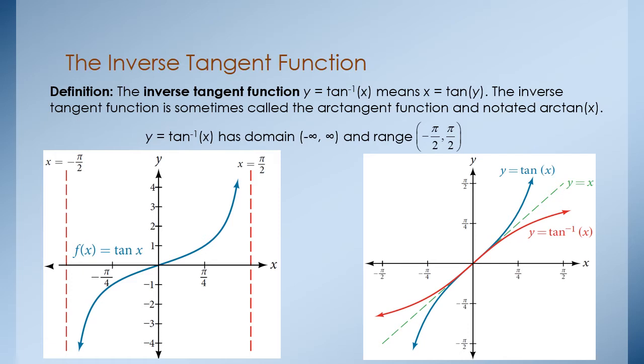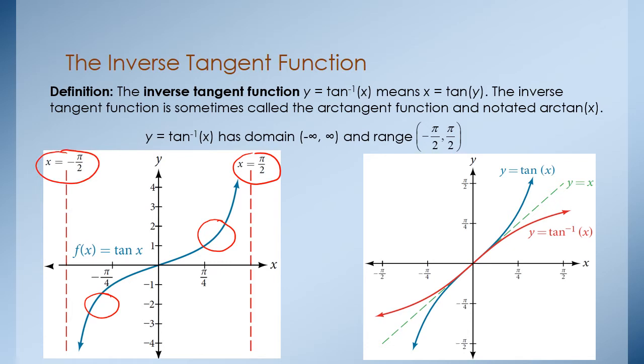So why did they pick that restriction? Well, like we saw before, by restricting it from negative pi over 2 to pi over 2, we include positive values and we include negative values. Now notice for the tangent function that we can't include the actual values of pi over 2 and negative pi over 2 because those are vertical asymptotes of the tangent function. That was not the case with the sine curve.